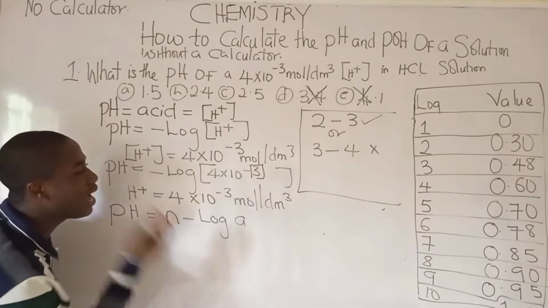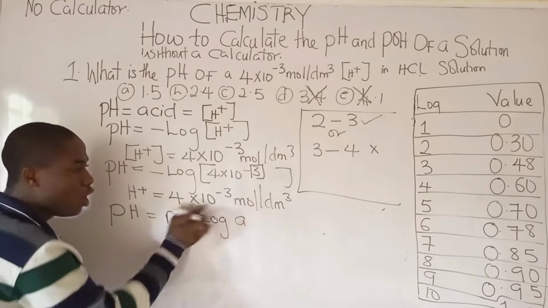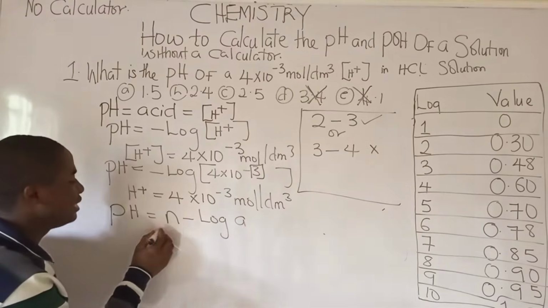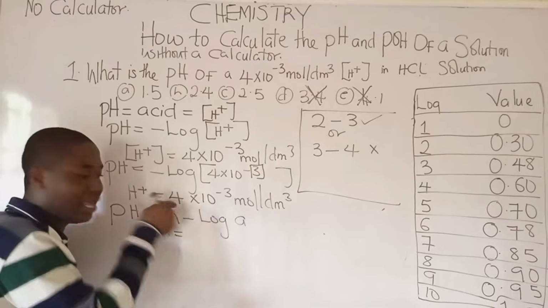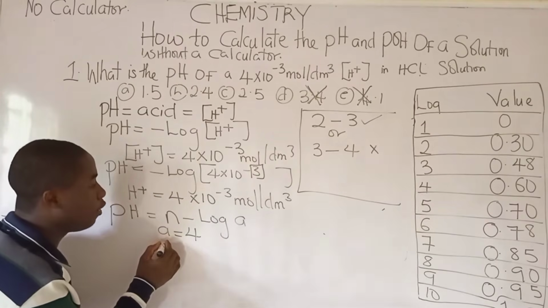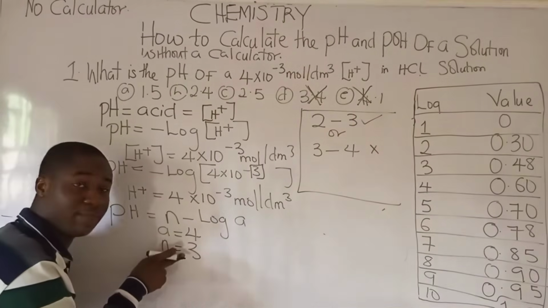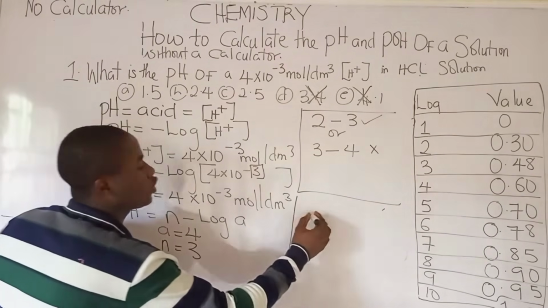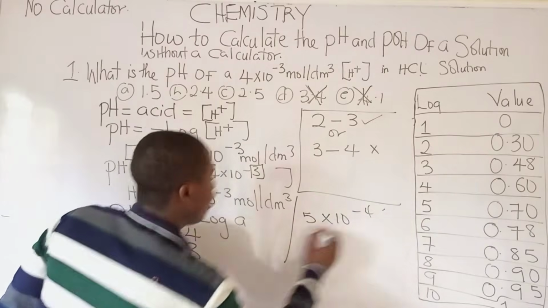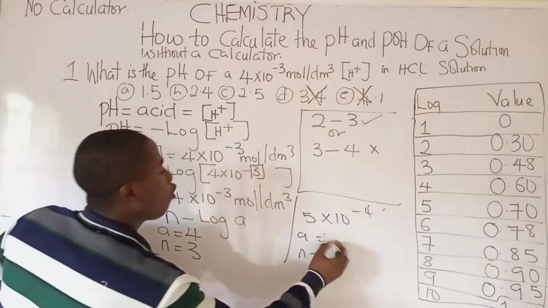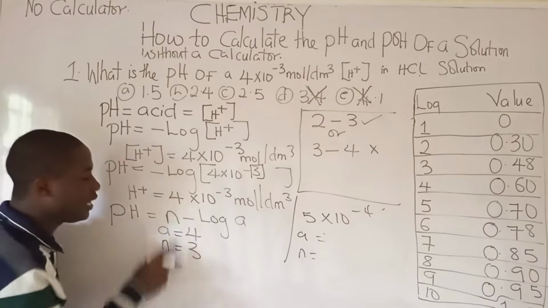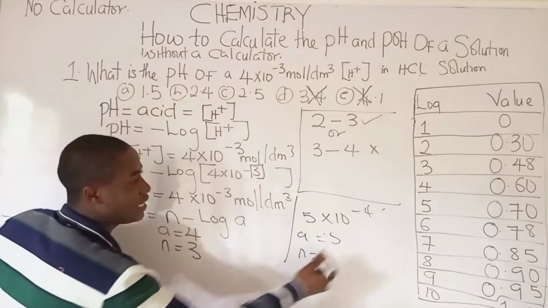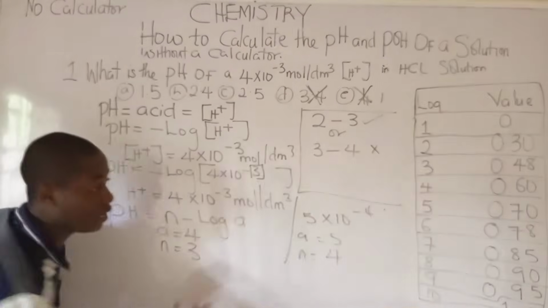So how do we now input values to these symbols? We simply use this power. It must be noted that the a always goes to the value here, which is 4, and the n always goes to the positive power, which is 3. For instance, if the H plus given in the equation is 5 times 10 to the minus 4, what becomes the a and the n? You simply pick the value here, which is 5, as seen here, and the n is a positive 4. So that is how it works.